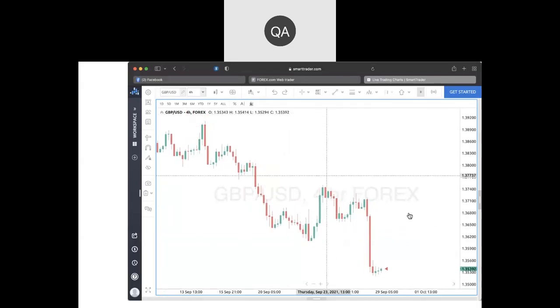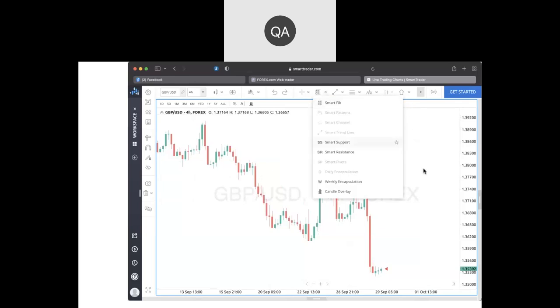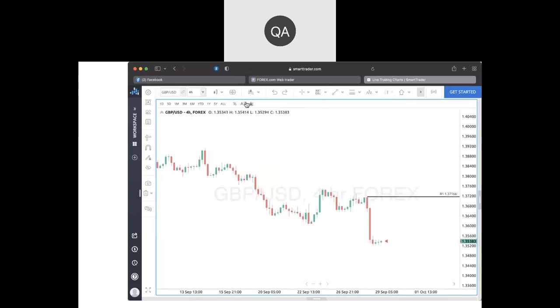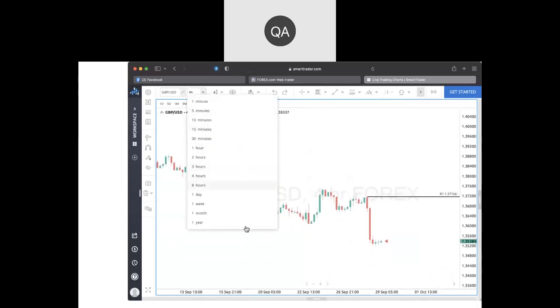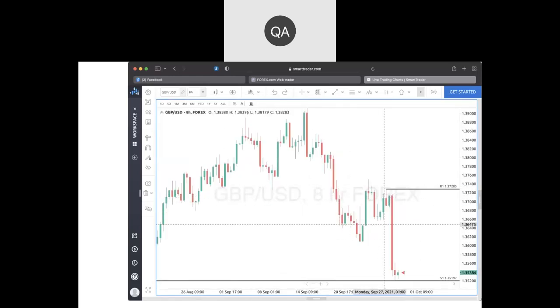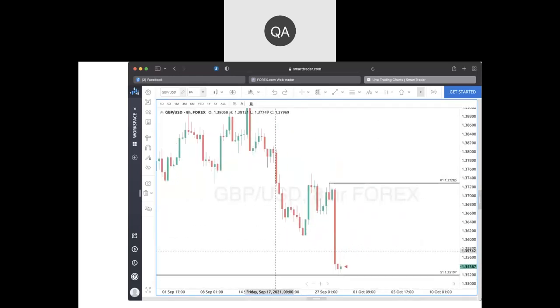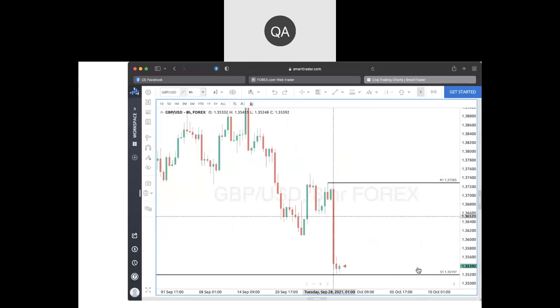So let's go ahead and get to it. We're gonna do our smart support and our smart resistance. And as you can see, support is not on the screen, so we're gonna go up to the 8-hour to see if we can see the support. All right, so looking at the support, price is probably gonna stay in between these ranges.